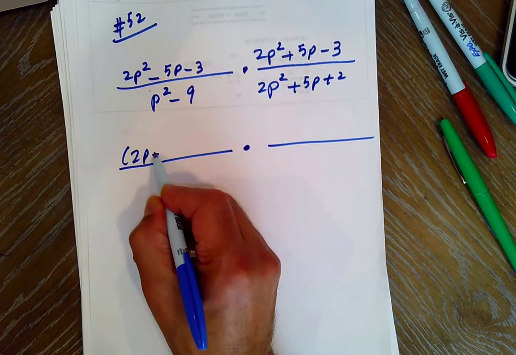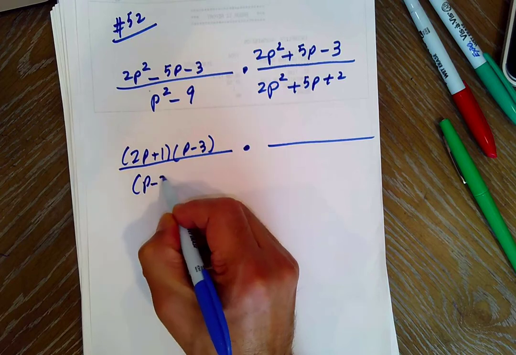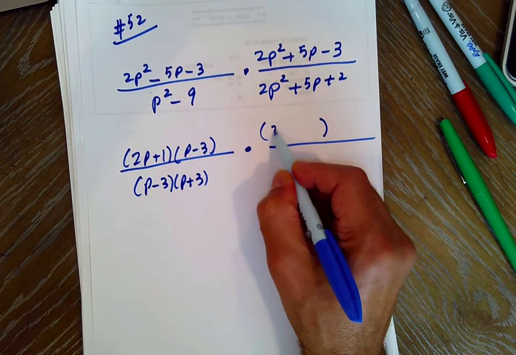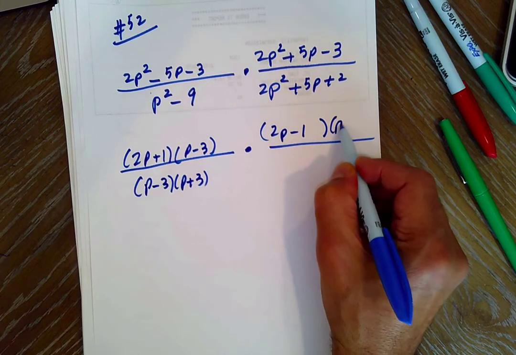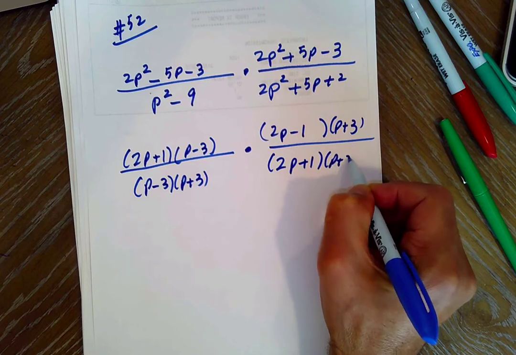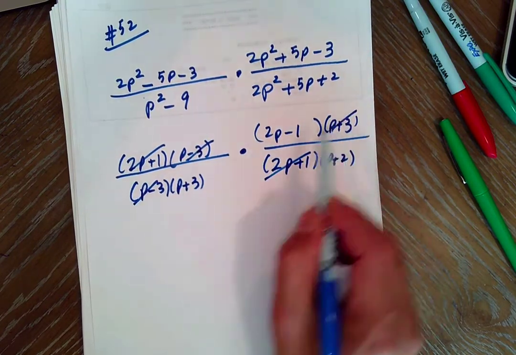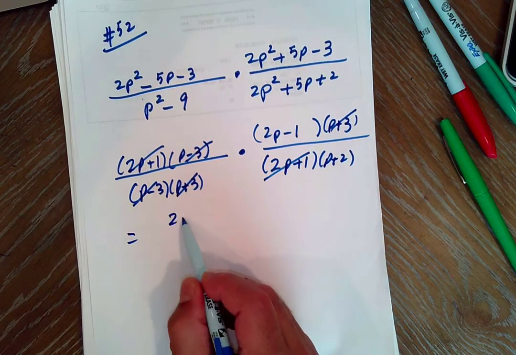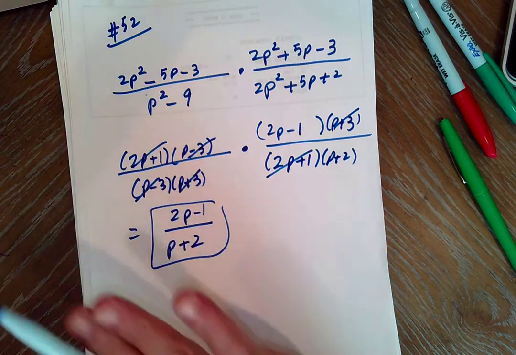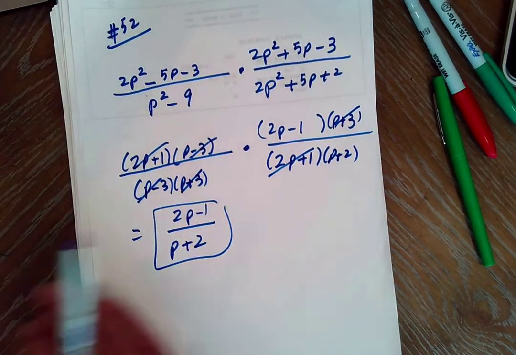It's 2p plus 1, p minus 3, difference of two squares, p minus 3, p plus 3. Same thing here, 2p minus 1, p plus 3, and 2p plus 1, p plus 2. Once it's factored, it's just easy crossing things out. P plus 3, so we're left with 2p minus 1 on top, p plus 2 on the bottom. So see, it's all about factoring. If you don't know factoring, you're not going to be able to do this.